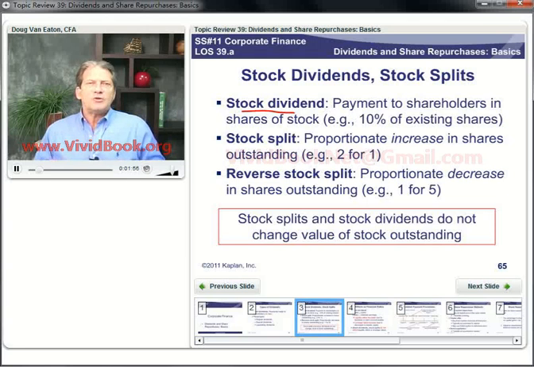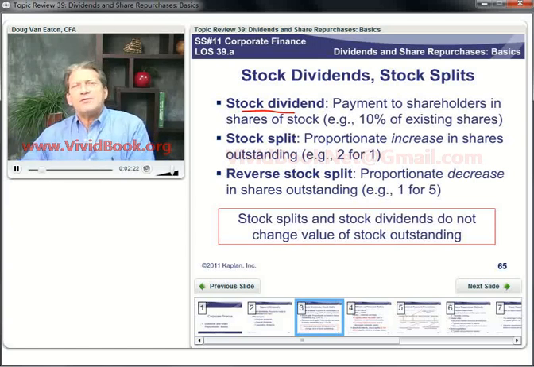Now note that stock splits and stock dividends don't change the value of the stock outstanding. If I've got a firm and there's 1 million shares outstanding, and I decide, well, let's make that 2 million shares, well, those 2 million shares still own the equity of the firm, and it's still worth the same thing. So if we double the number of shares, the price falls approximately in half.